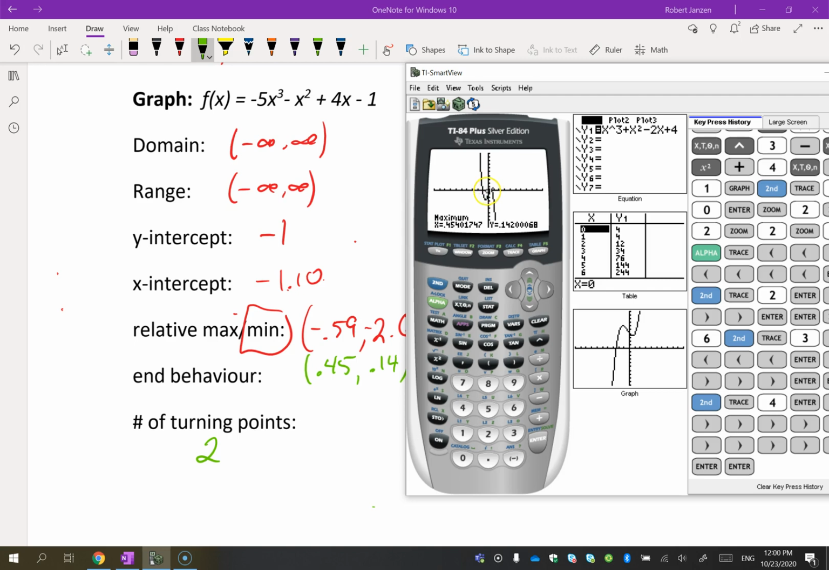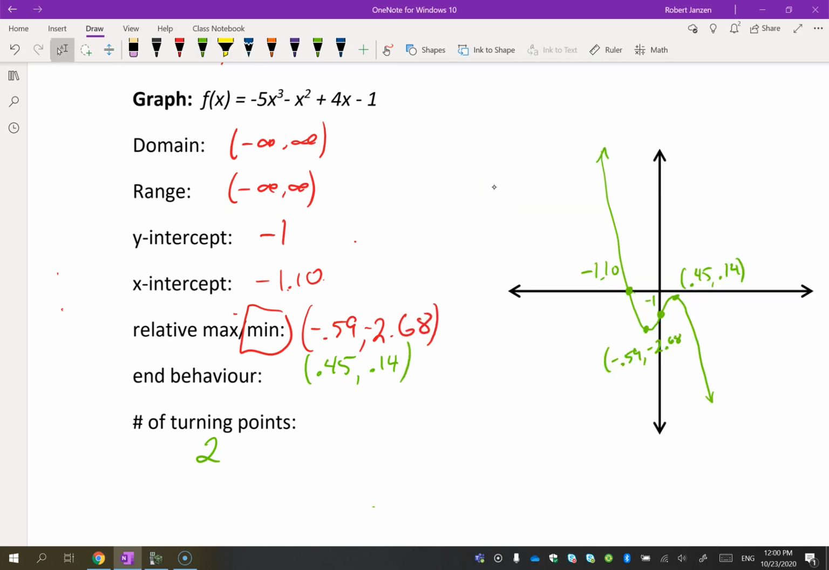So what I did is I found the obvious x-intercept, and then I went over here and found the maximum point. If you look at the maximum point, the highest it gets here is 0.14. What does that tell you about the graph?